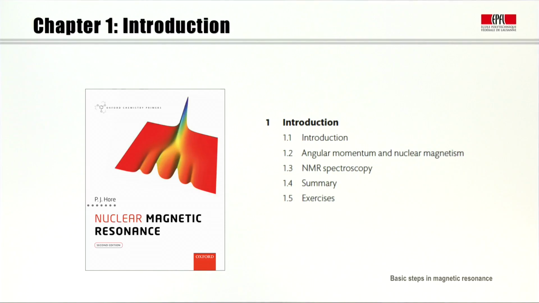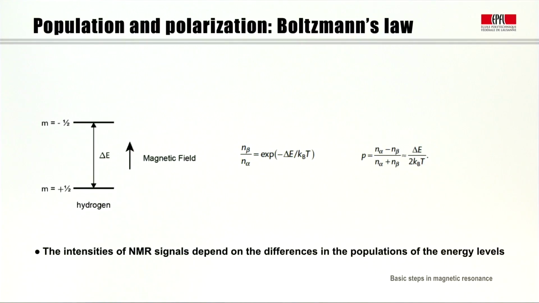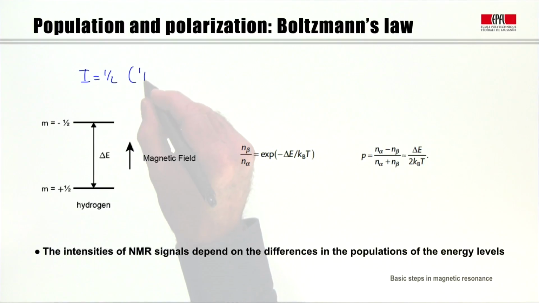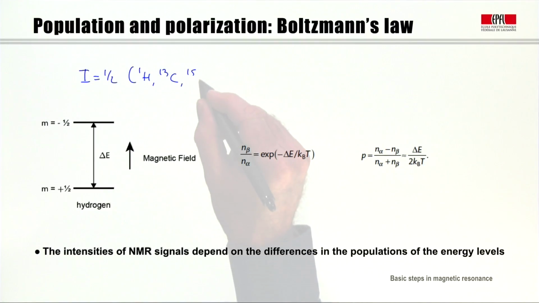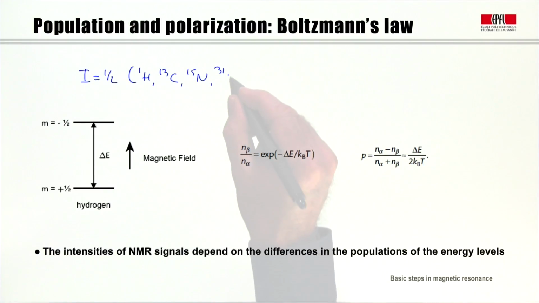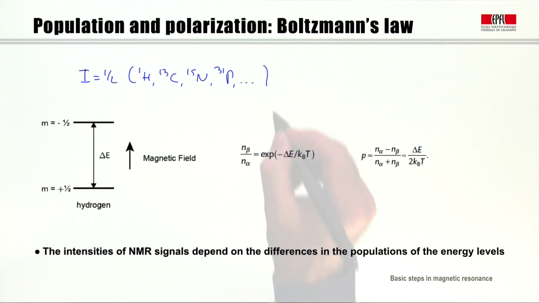So this is simply called Nuclear Magnetic Resonance, and as you can see, the key parts of it are angular momentum, nuclear magnetism, and NMR spectroscopy. If we consider some nuclei which have a spin quantum number equal to 1/2, and the best examples are an isolated proton, an isolated carbon-13, an isolated nitrogen-15, an isolated phosphorus-31, and many others, well, then there will be just two quantum levels that are accessible.